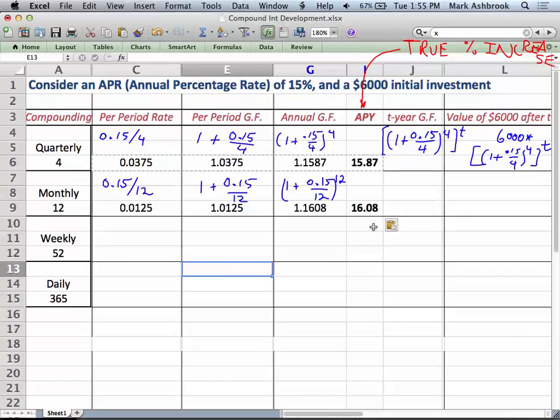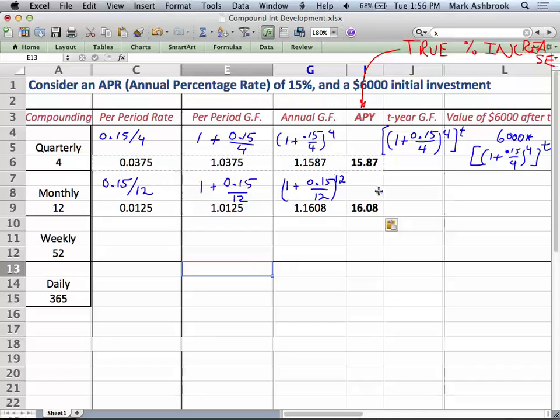And what does the 16.08 mean? What does that mean? Nadine? It's a true increase of the 6,000. It's the true increase. The percentage yield. Right. So if you take this APR of 15% and compound it monthly instead of quarterly, now your true yield is a little bit higher than what it was quarterly, right? It went up to do monthly compounding instead of quarterly. It went up from 15.87 to 16.08. You had a question, Audie?